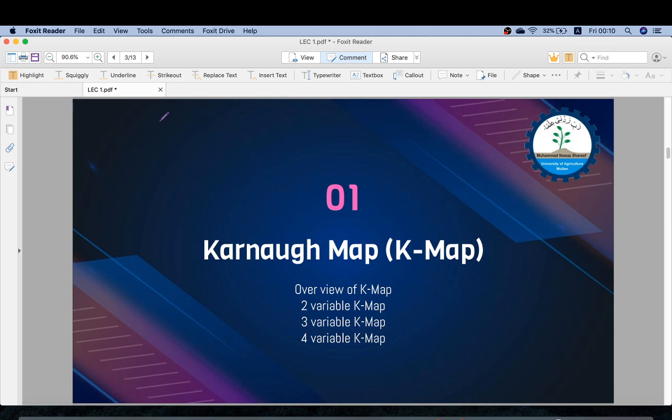I think most of us are new in this lecture. In previous classes we just did Boolean algebra and Boolean laws and theorems. So in this lecture we will start with our kernel maps, and in kernel maps we will study how many types of variable K-maps there are, and we'll do some examples also.